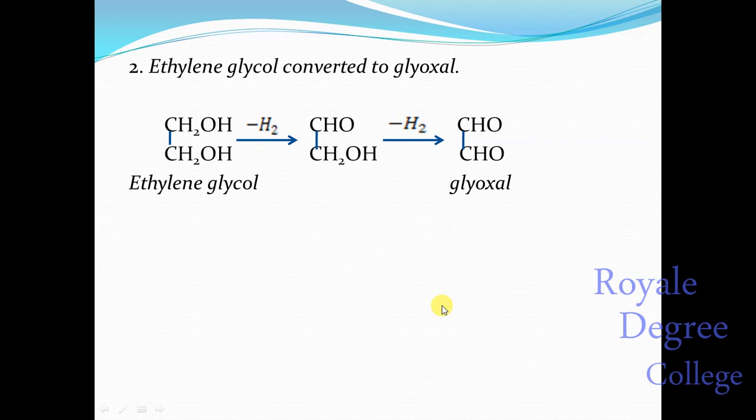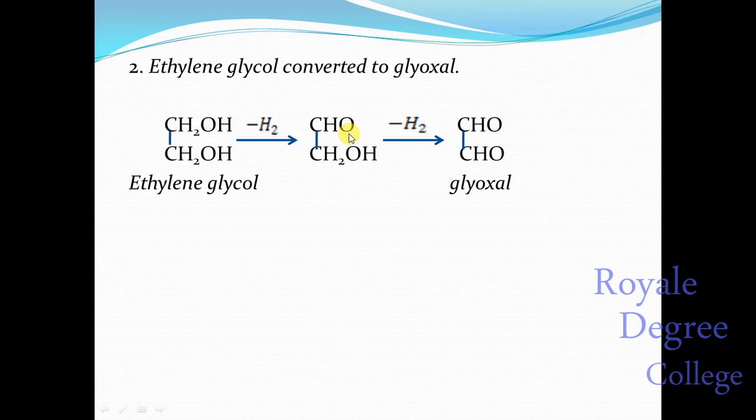Next example we'll see is ethylene glycol converted to glyoxal. How? This is the ethylene glycol, CH2OH, single bond CH2OH. From that, H2 is coming out from this side. These two hydrogen atoms are coming out. As this H2 comes out, this OH is turning and attaching to the carbon as CHO. CHO, single bond CH2OH.